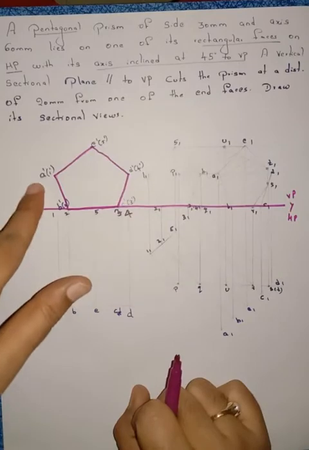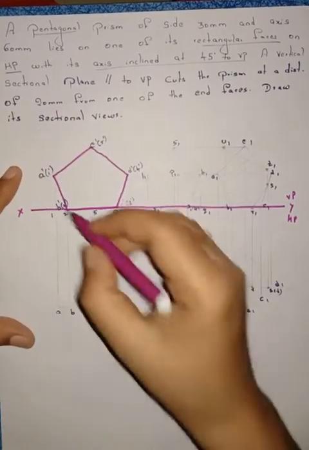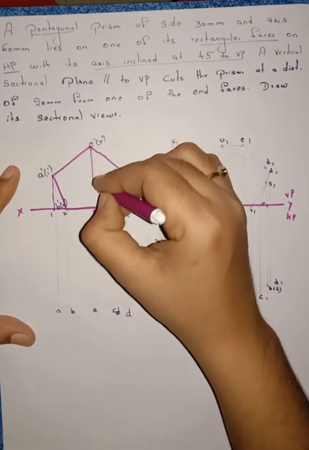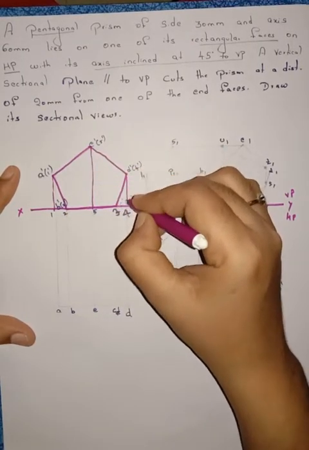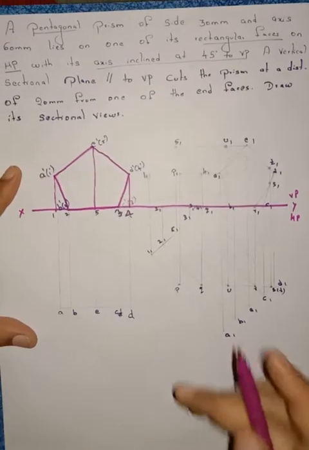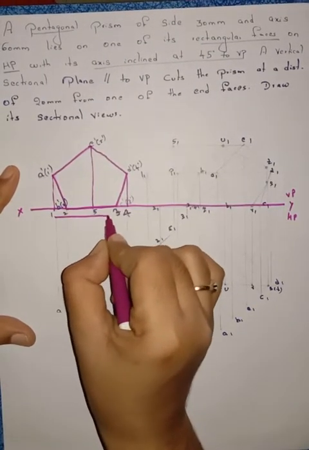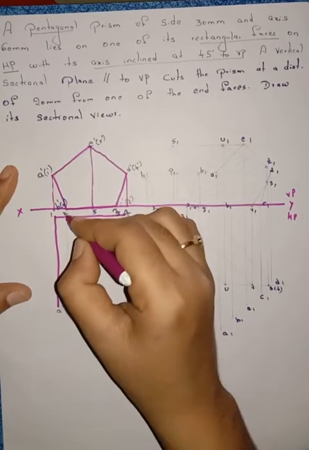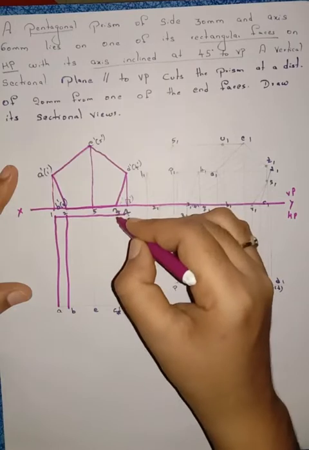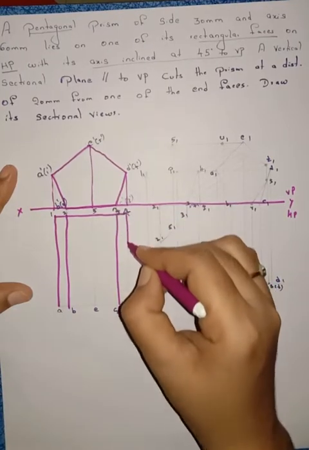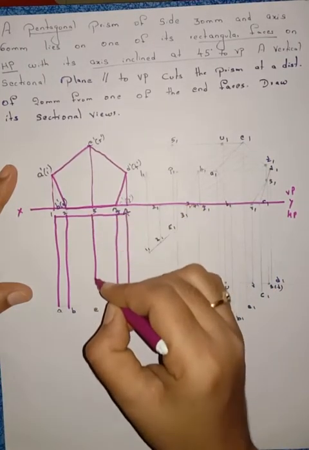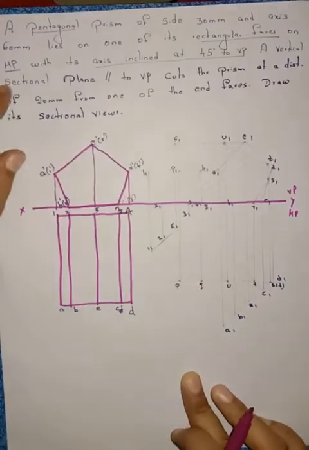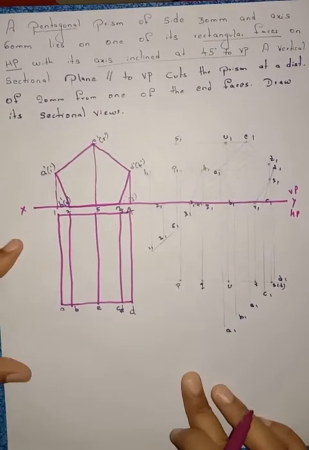First draw the pentagon and mark the points here. After that, from every corner, from A, from B, from C, from D, from E, project that one. Leave a 5 mm gap. Project this one. Axis height is 60. A, B, C, D, and this point is here E. The condition is pentagonal prism, rectangular faces on HP. Rectangular faces on HP.